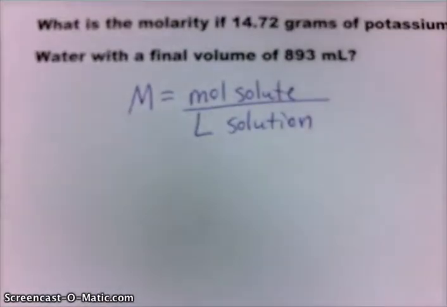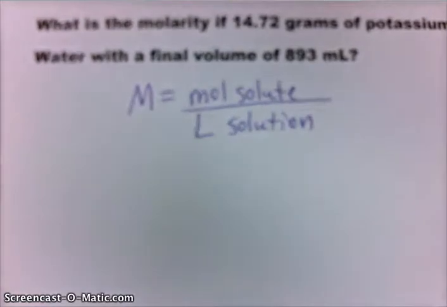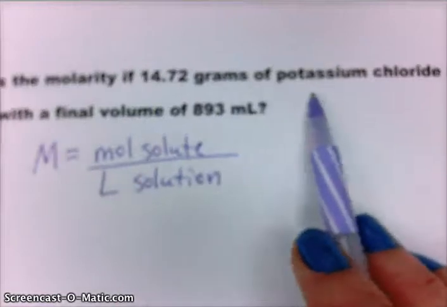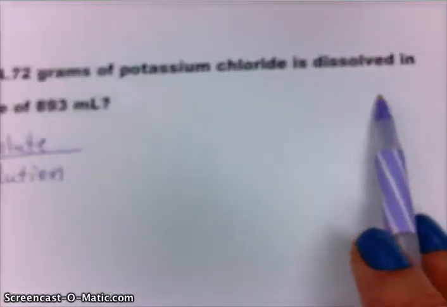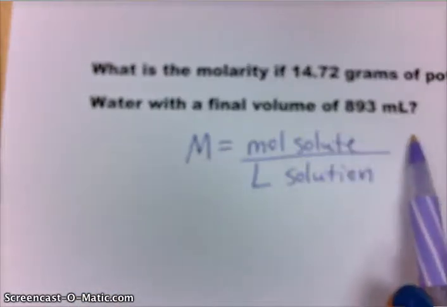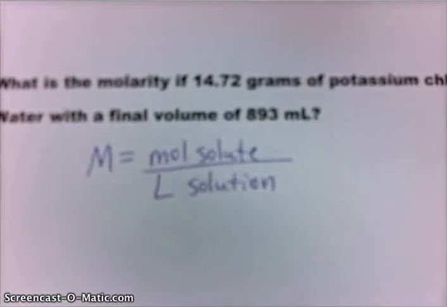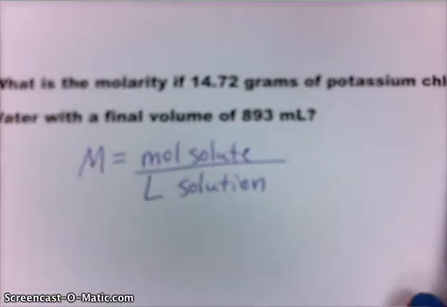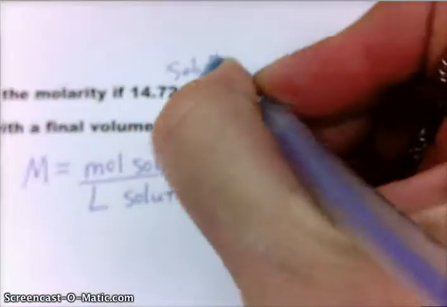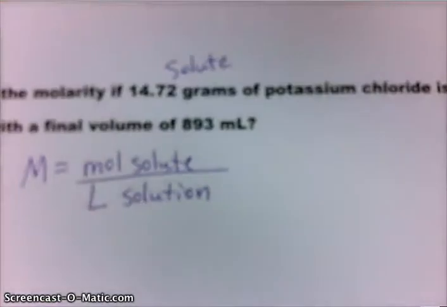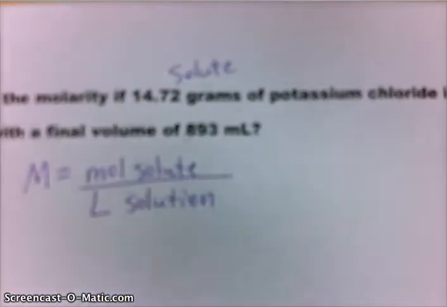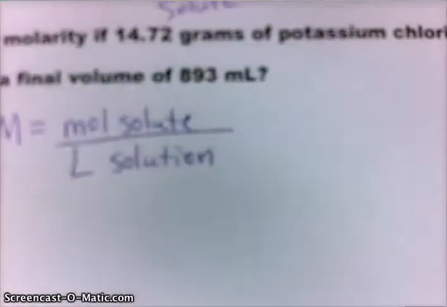Okay, so we need to identify our solute. Again, the question reads, what is the molarity if 14.72 grams of potassium chloride is dissolved in water with a final volume of 893 milliliters? So, the 14.72 grams of potassium chloride is what we're dissolving in the water. That makes it our solute. And now for our equation, we need moles of solute, not grams. So the first thing I need to do is to convert my grams to moles.